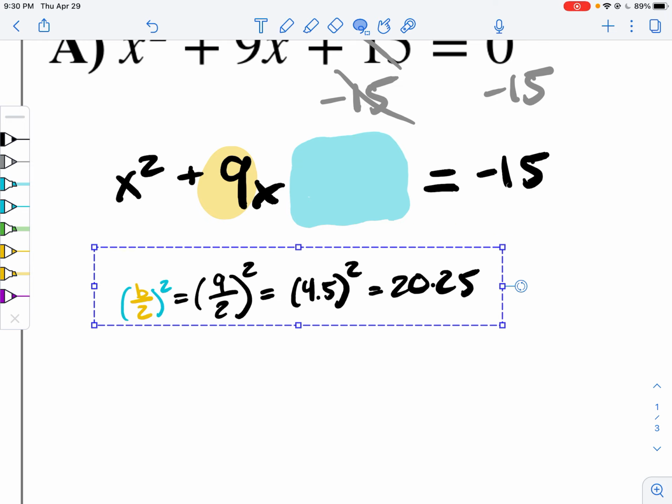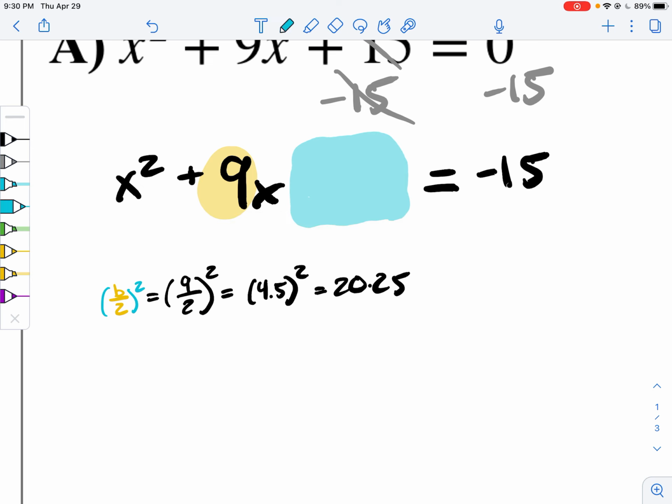I'm sorry, I shouldn't have done this one. I should have picked a different one. Anyway, so that's the number that we want to add to both sides. So we're going to add 20. I wrote way too big. I'm just so excited. We need to add 20.25 to both sides.